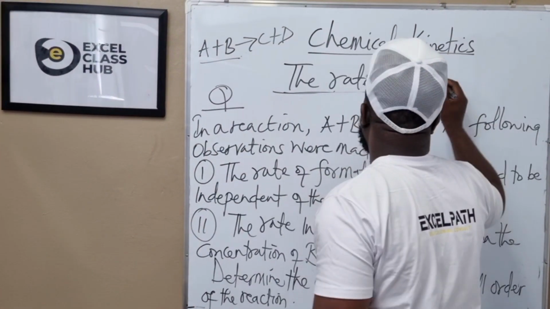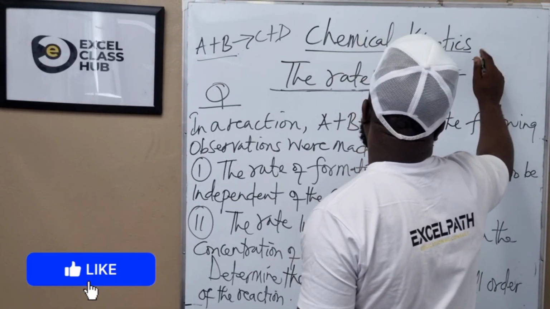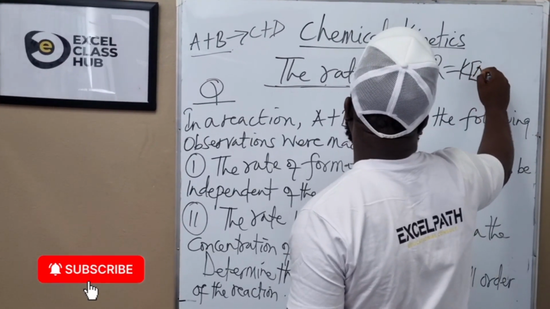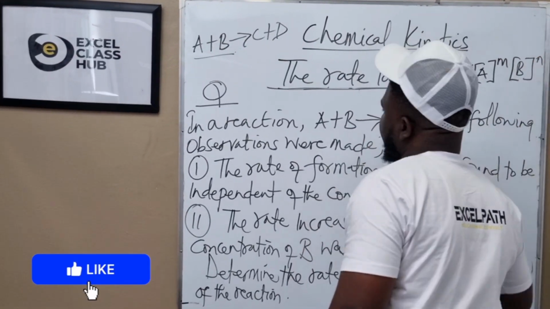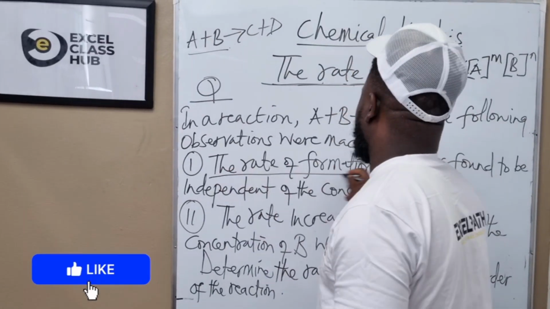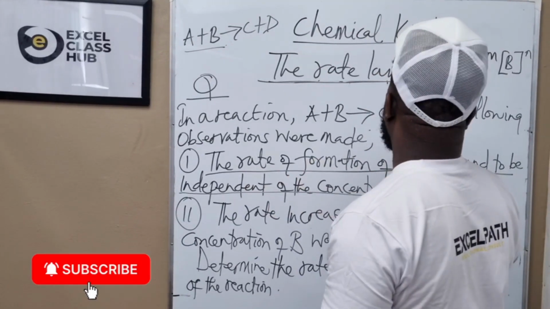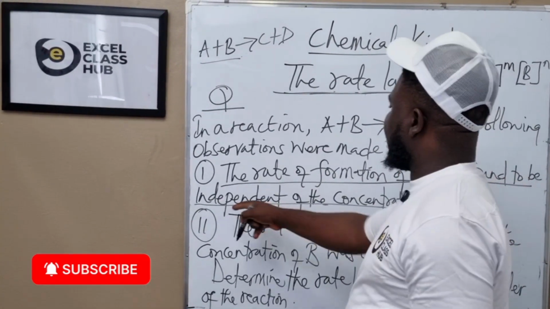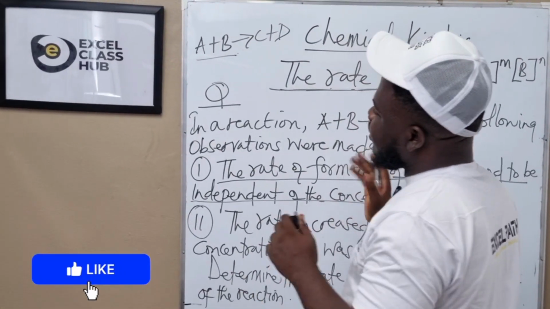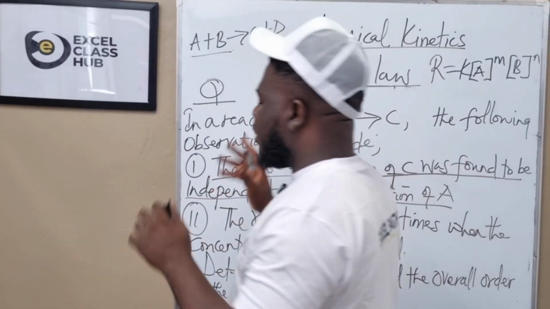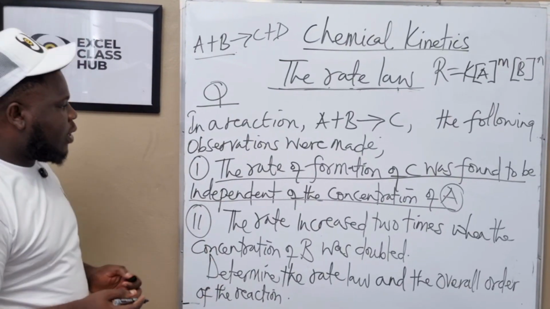Now, this is the thing. The first thing I would like you to note here is that if this is our rate law expression, for instance, R is equal to K, concentration of A raised per M, concentration of B raised per N. Now, anytime you hear this particular statement number 1, that the rate of formation of C was found to be independent of the concentration of A, what this statement simply means is that the order of the reaction with respect to A is 0.